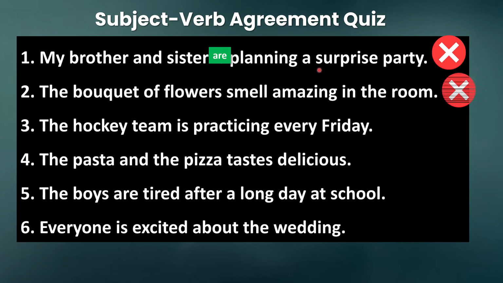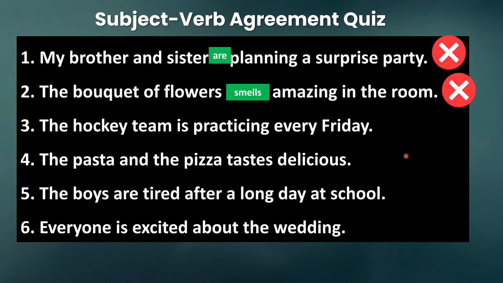Number 2 is also incorrect. The bouquet of flowers smell. So smell is a plural verb, and you might think it should be smell because flowers is plural. However, what is the subject of this sentence? The subject is bouquet, and bouquet is singular. It's a singular collective noun. So the bouquet smells amazing. Singular subjects require singular verbs.